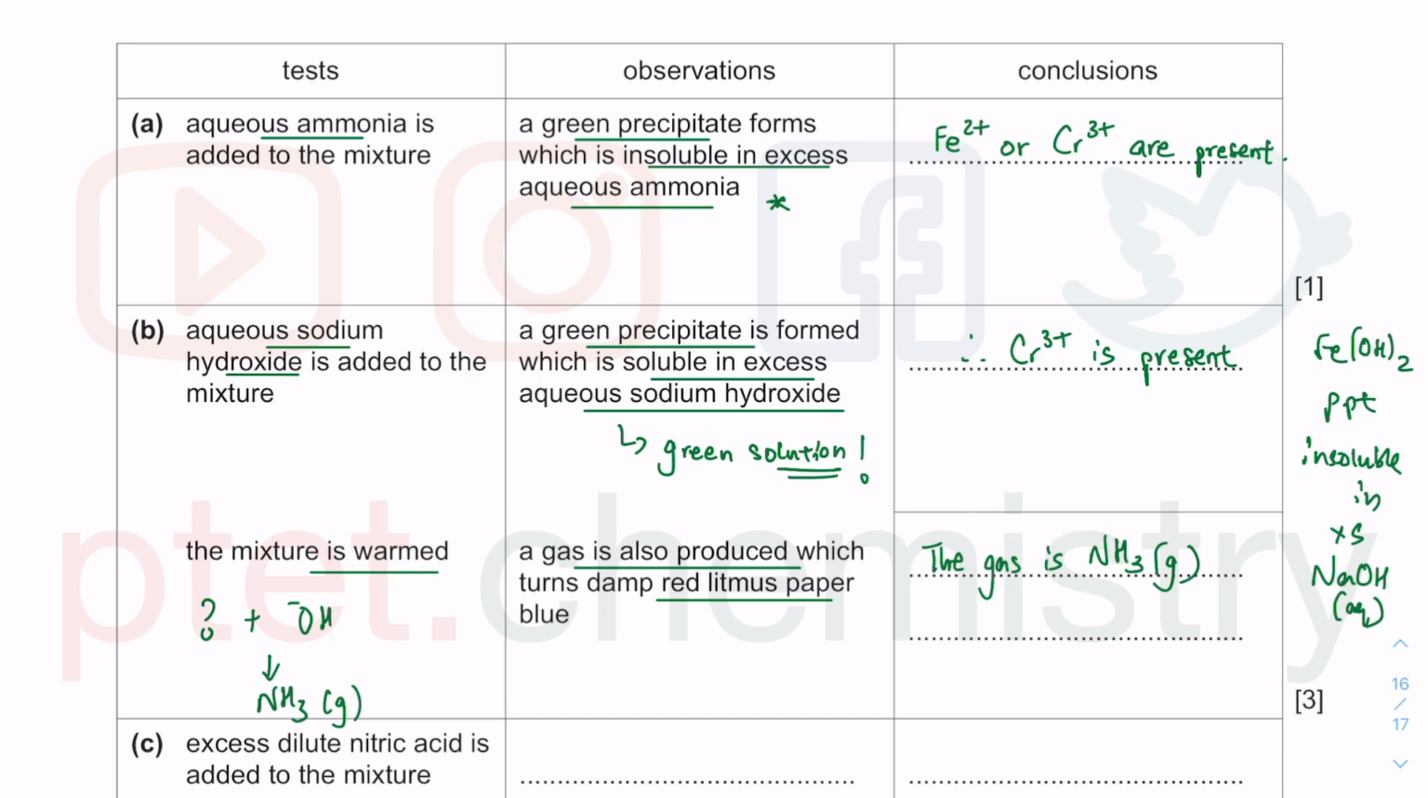I haven't added any aqueous ammonia. This is with sodium hydroxide. So what is this question mark then? What ion does this test? NH4+ is present, because this is the test for ammonium ions. When you have ammonium ion plus hydroxide, you get NH3 and you also get H2O liquid. And I've talked about this in the earlier questions.